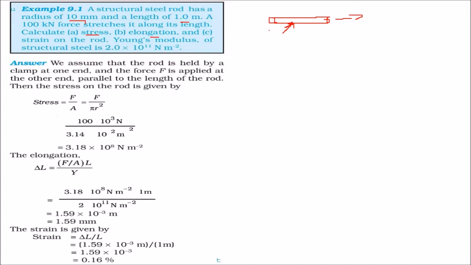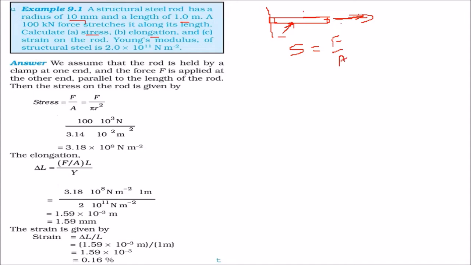We assume that this rod is held by a clamp, say at one end. So the force which is applied at the other end is parallel to the length of the rod. What will be the stress on the rod? Stress is simply force upon area.